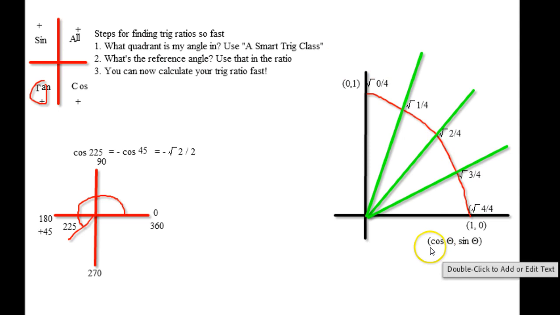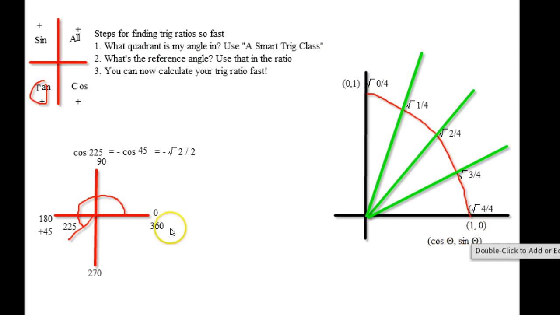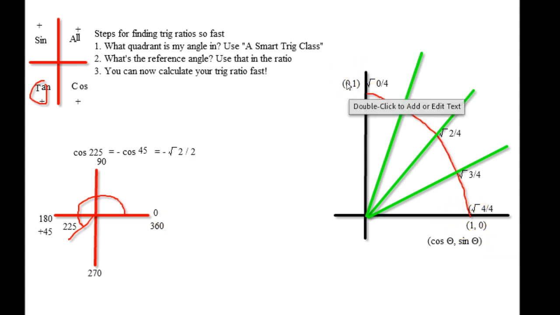Now we've already pointed out that x is cosine of theta and y is sine of theta. Okay, and we've already pointed out that cosine of 0 is 1 and cosine of 90 is 0. Okay, and sine of 0 is 0 and sine of 90 is 1.